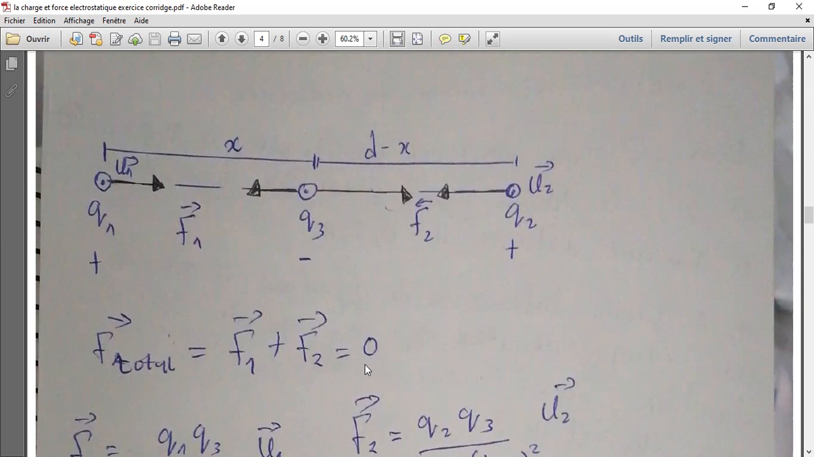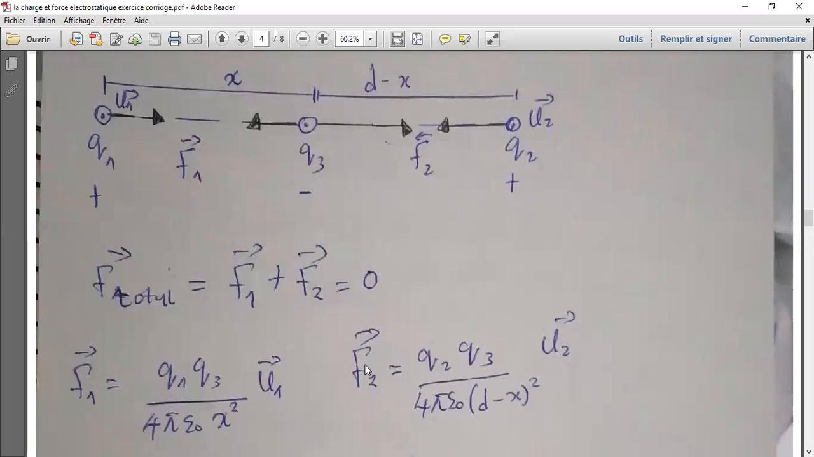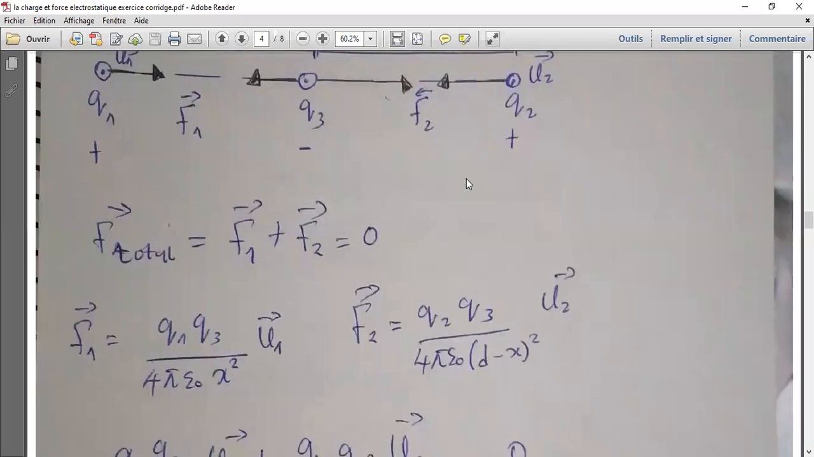0. So basically, most of the time when you see the word equilibrium in your question, you have to know that the sum of your forces must be equal to what? 0. Your force total must be equal to what? 0. So now you have to calculate your force one and your force two. It's the same procedure as we did with the previous question. So you have to calculate your F1 and your F2.